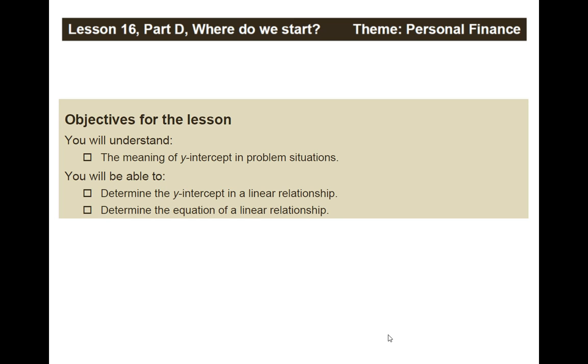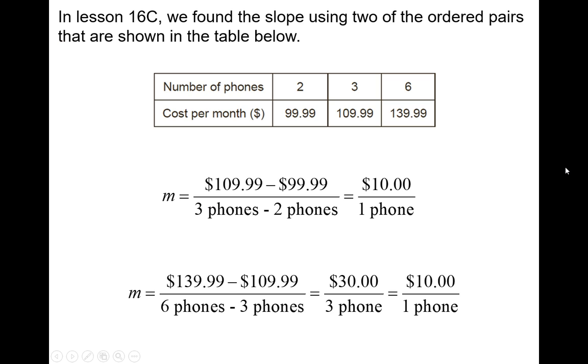Okay, so we're going to go into lesson 16D, and then we're going to move into lesson 18, part B. So we're skipping a few lessons. We're going to be looking at the y-intercept, and then we're going to also be looking at the actual equation of a line. You may remember those from Algebra 1. It says in lesson 16C, we found the slope using two of the ordered pairs that are shown in the table below.